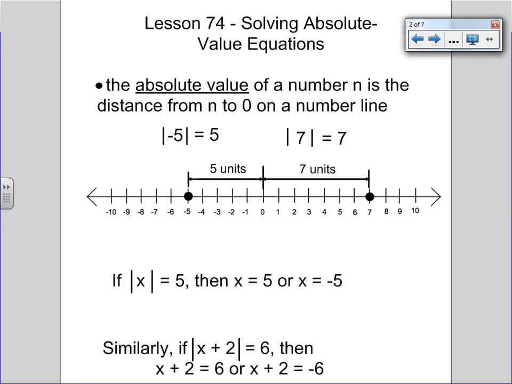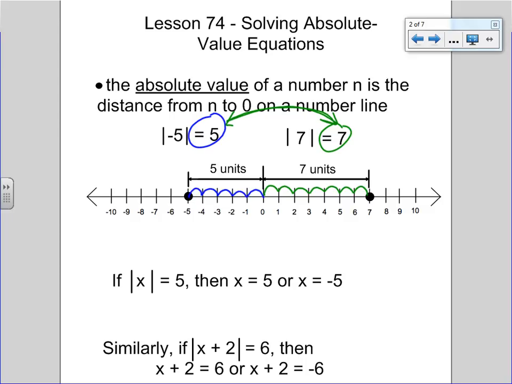What we're talking about today is lesson 74, solving absolute value equations. Okay? The absolute value of a number, n, is the distance from n to 0 on a number line. So the absolute value of -5 is 5, because -5 is 1, 2, 3, 4, 5 units from 0. The absolute value of 7 is 7, because it is 1, 2, 3, 4, 5, 6, 7 units from 0. Notice that both of these are positive numbers because distance is not measured with negative numbers. Absolute value is always going to be a positive number.